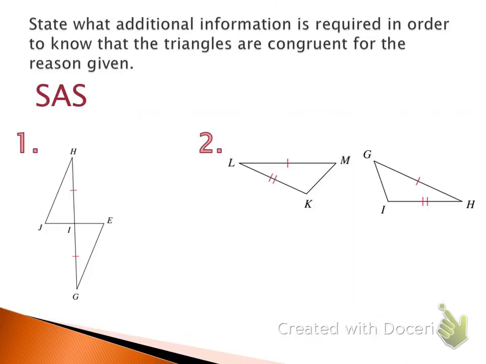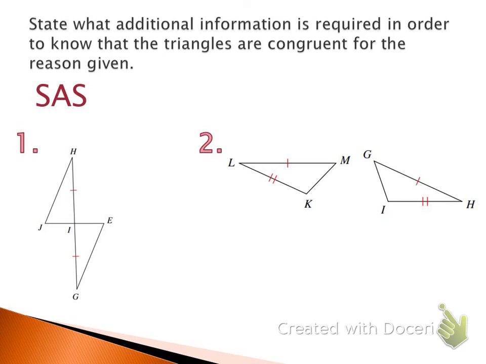All right, you're going to do this one. We're not done. What additional information is required in order to know side angle side? You're missing something. You have to tell me what has to be congruent to have side angle side. No, that's already understood. You have to tell me what in specific, that's already marked congruent.